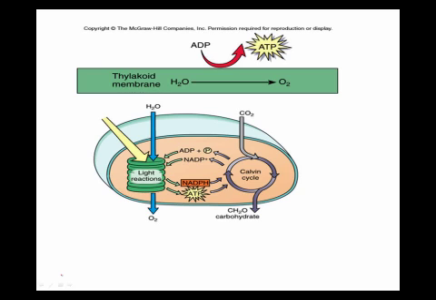Also, during those light reactions, ADP is converted into ATP, and NADP+ is going to be reduced into NADPH. Those both feed into the Calvin cycle that we just looked at, and ultimately the carbohydrate is produced.